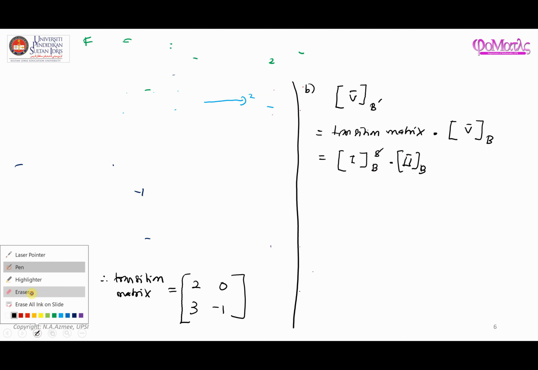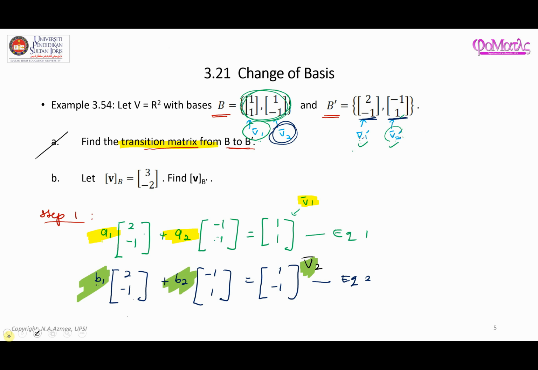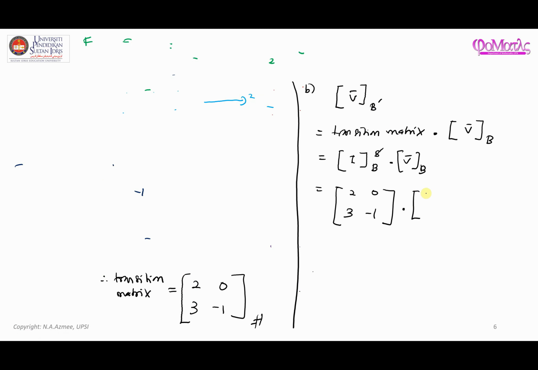Let me just make sure that looks presentable. And the transition matrix is just this one. We have already obtained the values here, which are 2, 0, 3, negative 1. What is the coordinate vector relative to basis B? It is given straight away here, so we can just apply the values 3, negative 2. This is a 2 by 1 matrix, so you will get a 2 by 1 matrix here.